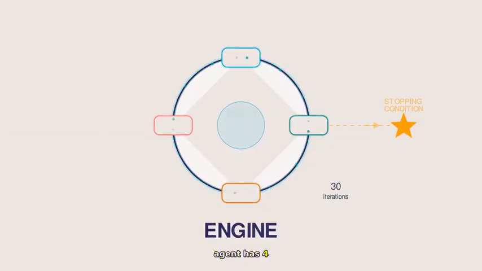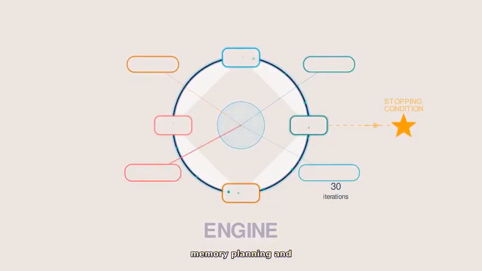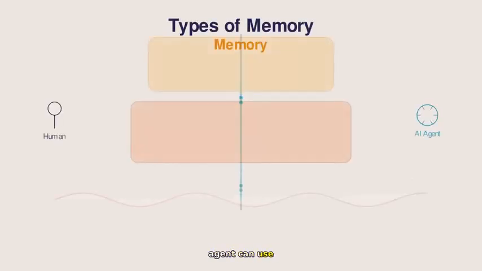So an agent has four defining properties: tools, memory, planning, and task loops. But of those four, memory is often the least well understood and the most important to get right. Let's go deeper into the different types of memory an agent can use and why each one matters.